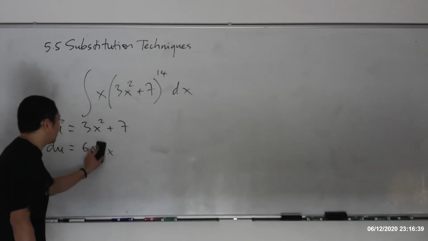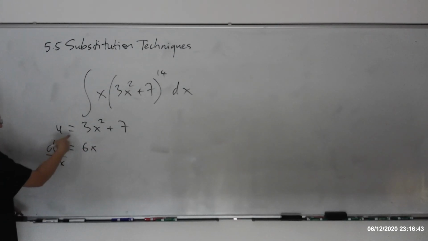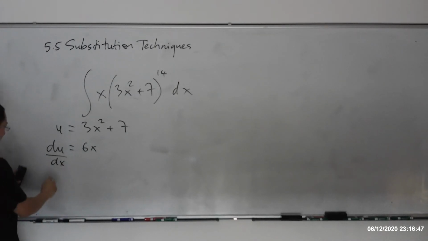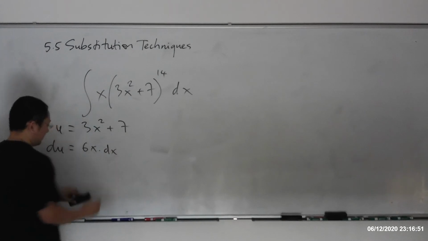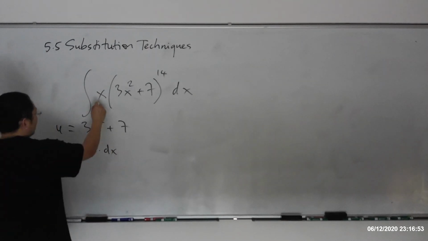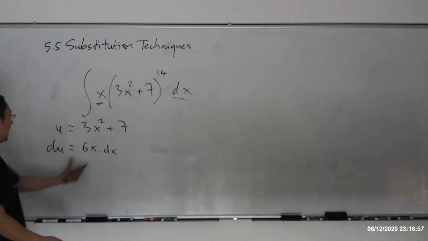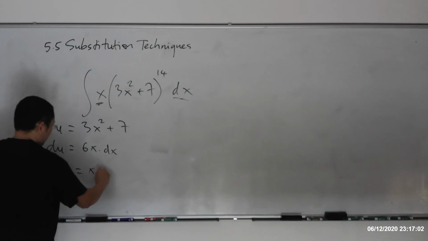First time, so let me just write the whole thing, make sure everyone gets it. du over dx is 6x, the derivative. 3 here, bring the 2 down, comes 6x. So du, multiplying both sides by dx, du is 6x times dx. Okay, so I have what? X here, dx there, right? So x times dx is 1 over 6 du.